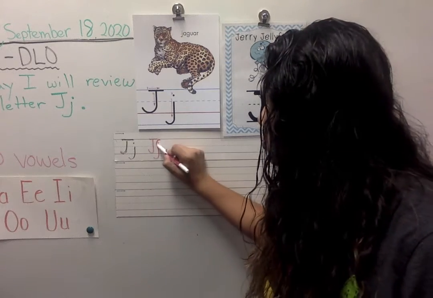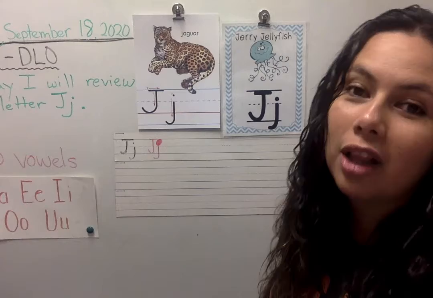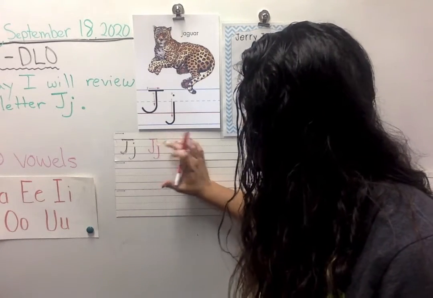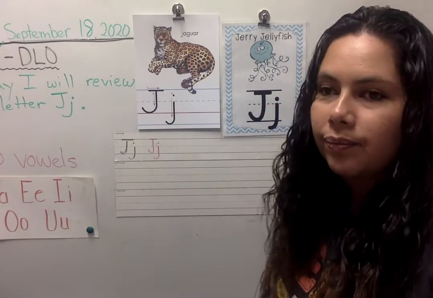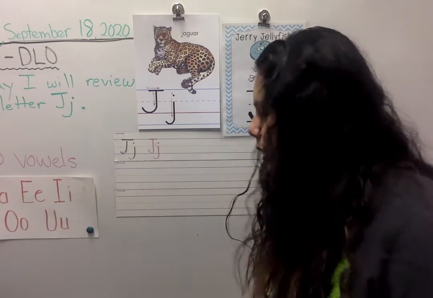Remember, try not to do a big dot like this, because it takes up the whole space, right? We don't want to draw a lollipop. We just want to do a lowercase j. We're going to do this, and we're going to do a little dot. Okay? All right.